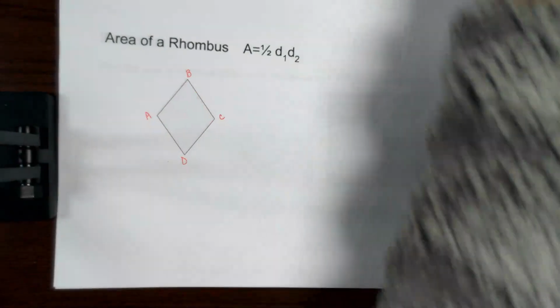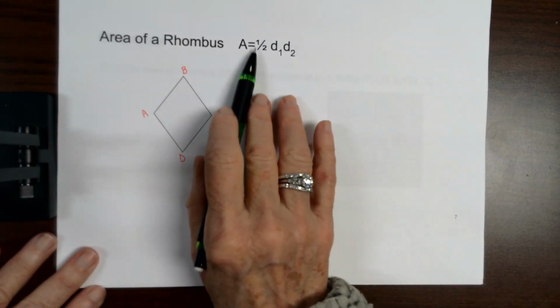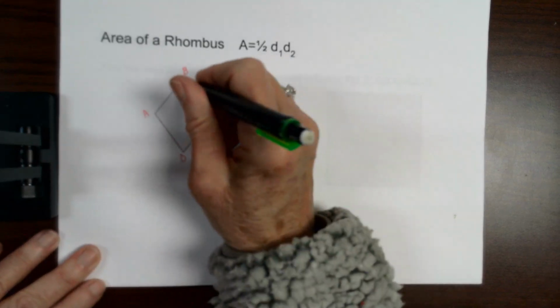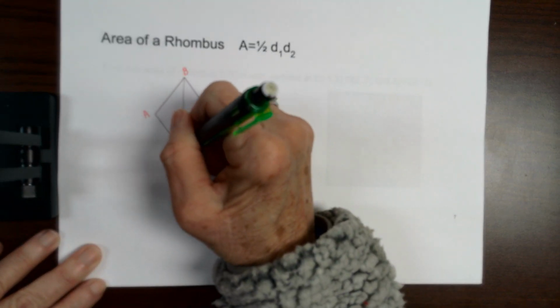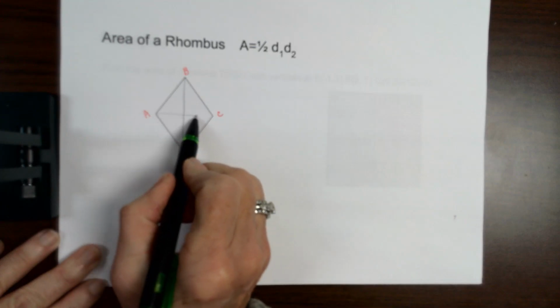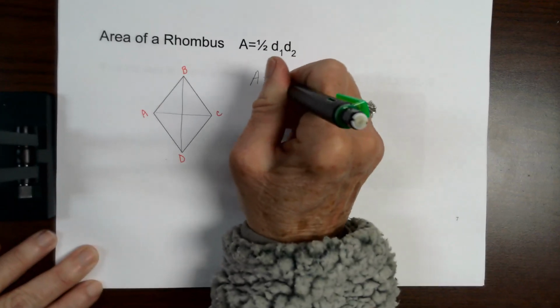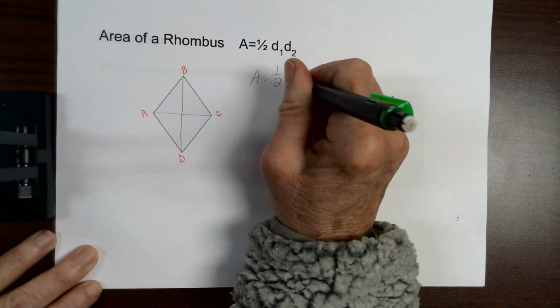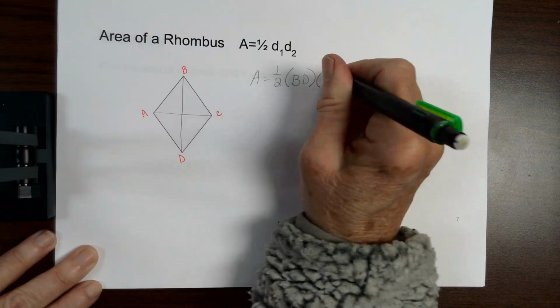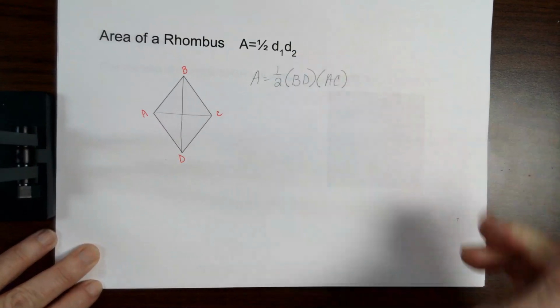The area of a rhombus, the formula for that is 1/2 the diameter, here's the diameter, times the diameter. So area is equal to 1/2 BD times AC.